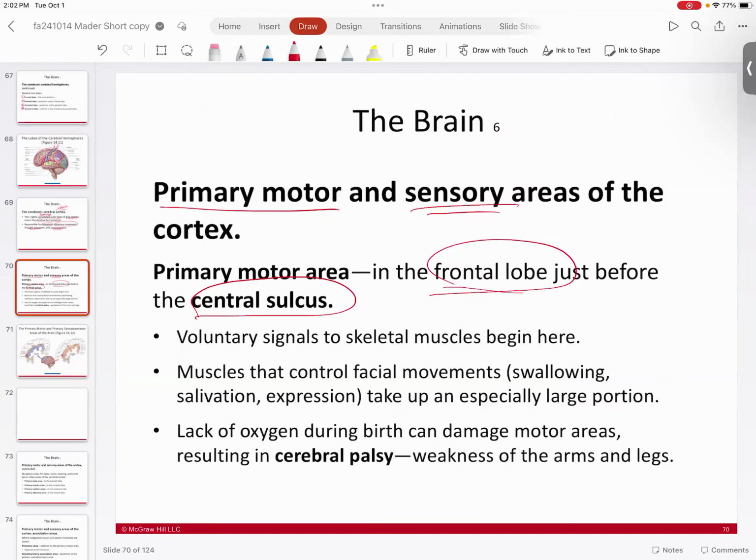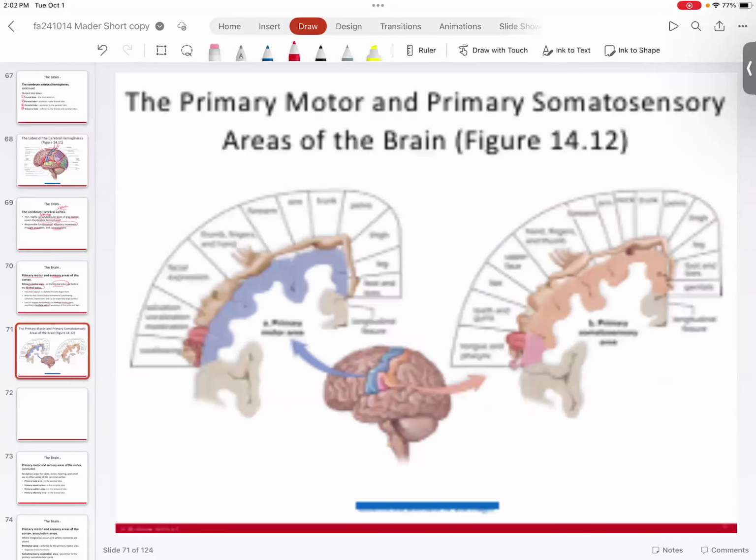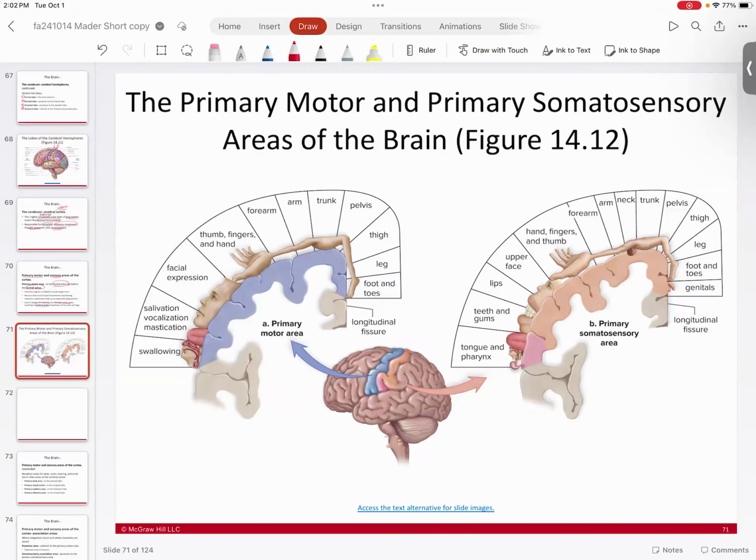In that motor area, you have facial muscles, things like that. Damage in these motor areas can create things like cerebral palsy, weakness in the arms and legs, and so forth. Here's kind of what it looks like. Along your gyrus, you have different types of functionalities. For instance, swallowing is down here on this little wrinkle, then salivation, facial expressions, thumbs and fingers, forearm, your arms, your thigh, your legs, things like that kind of go down into the sulcus itself.